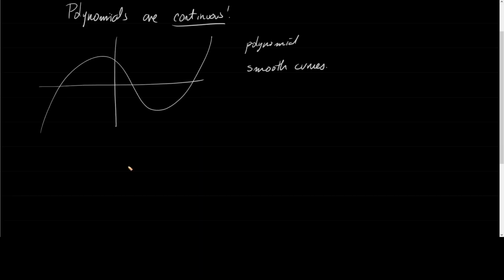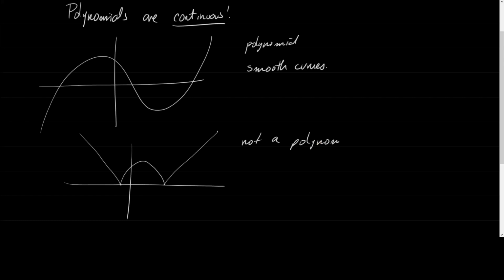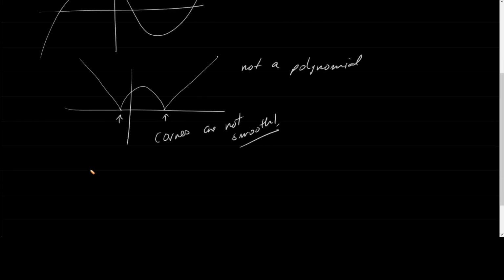For example, if I had something like this, hold on, let me draw that again. If I had something like that, this is not a polynomial. How do I know? Because these curves right here, they're not smooth and rounded. All right, so these corners are not smooth. All right, so that's how I know this isn't a polynomial.